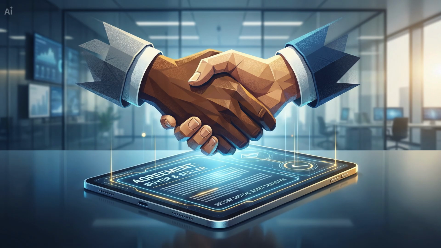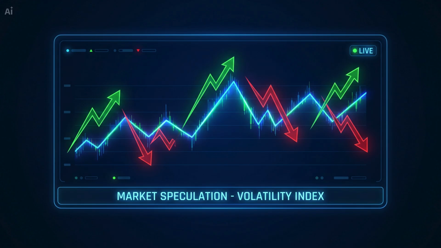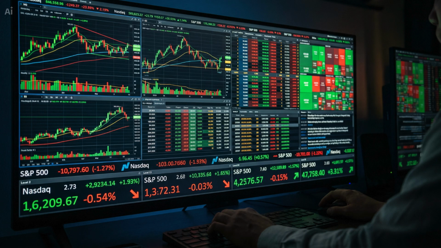A futures contract is simply an agreement between a buyer and seller to exchange an asset at a future date for a predetermined price. Now, don't worry, most day traders never actually take delivery of anything. If you're trading stock index futures like the Nasdaq or S&P 500, you're simply trading the price movement. Think of a futures contract as a financial instrument that allows traders to speculate on whether prices will move up or down. Futures contracts were originally designed to help businesses manage risk.